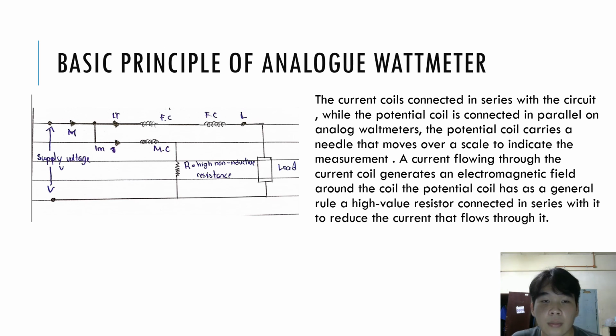So this is the basic of an analog wattmeter. The current coil is connected in series with the circuit, while the potential coil is connected in parallel on an analog wattmeter. The potential coil carries a needle that moves over a scale to indicate the measurement. A current flowing through the current coil generates an electromagnetic field around the coil. The potential coil has, as a general rule, a high value resistor connected in series with it to reduce the current that flows through it.